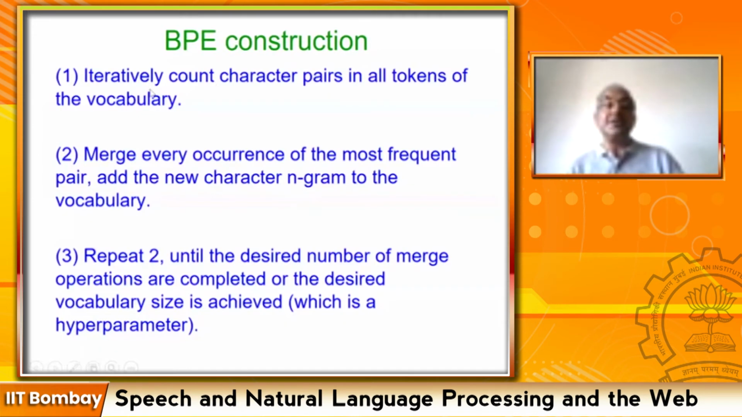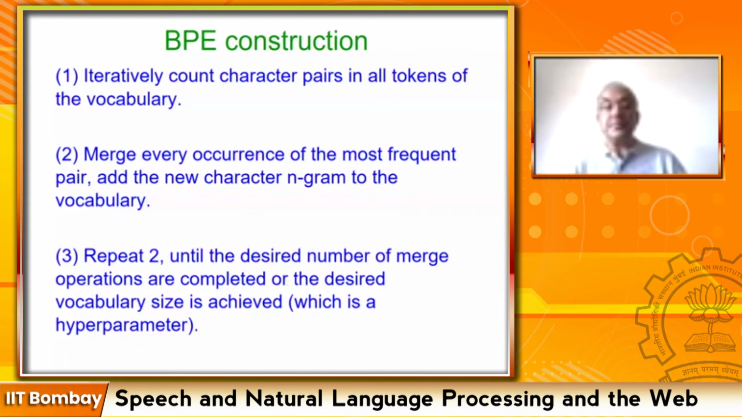The BPE construction is very simple, as I illustrated. It is an iterative process. We count character pairs and keep on merging. The merged entities also are candidates for further merging. And the merging always happens in pairs. So this BPE construction has been found to be very useful, especially for deep neural network based natural language processing.